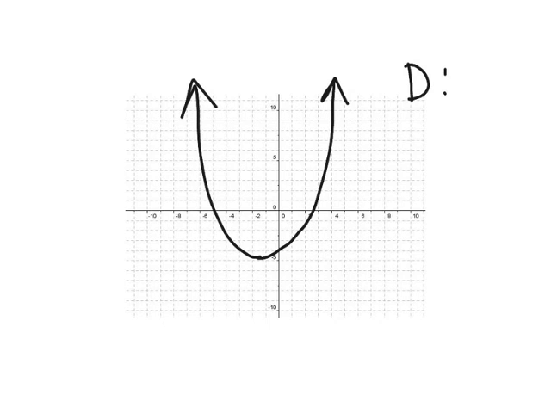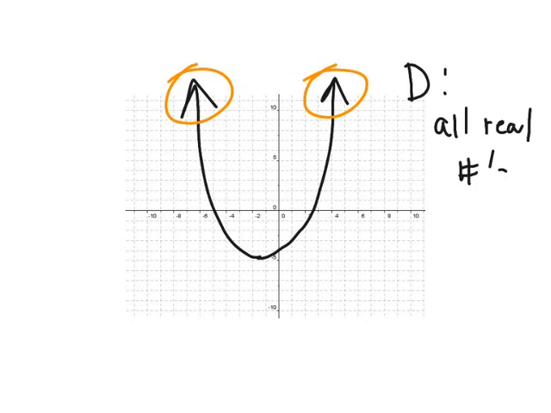So for this graph, when I'm talking about domain, I want to know how far left does it go and how far right does it go. Well, these arrows on the ends indicate to me that this graph goes forever. It goes to the left forever and keeps going up forever, and on the right-hand side, it goes to the right forever and keeps going up forever. So our domain, all the way to the left forever, all the way to the right forever, would be all real numbers. Which I would write that way.